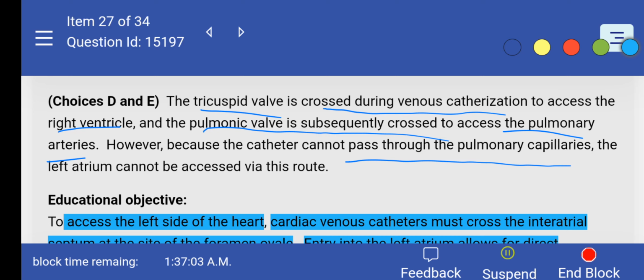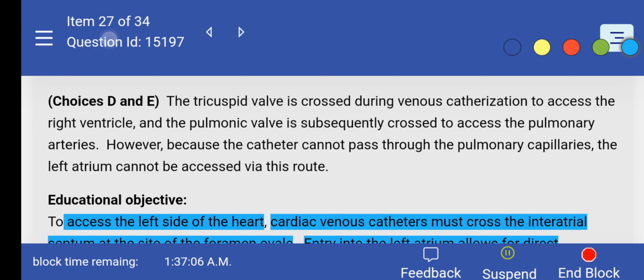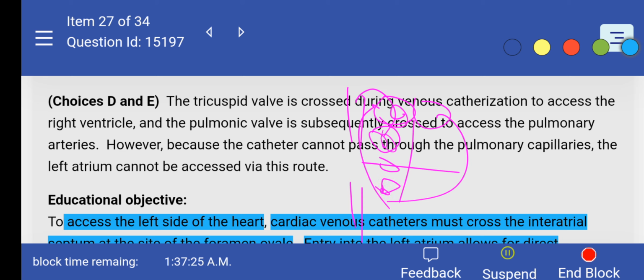Let me draw this for you guys. Let's say this is the heart. Over here we have the inferior vena cava and the superior vena cava. If we enter into the right atrium, we can measure the pressure here, then cross through the tricuspid valve and measure this pressure, then come into the pulmonary artery and measure the pressure, but we cannot cross to the pulmonary capillaries. So that's why we would use this quick and easy way: pass through the foramen ovale and measure this pressure.